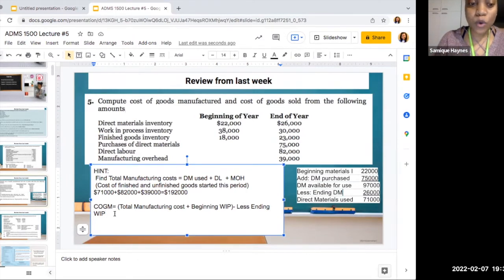So this is why we have our formula of total manufacturing costs of 192,000 plus a beginning work in process of 38,000, and we deduct our ending work in process of 30,000.